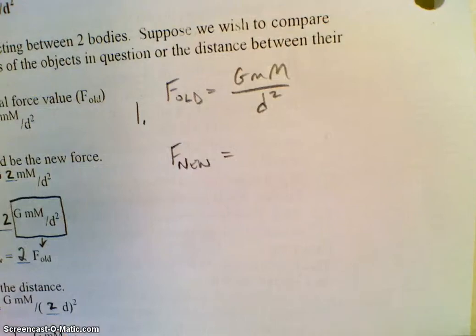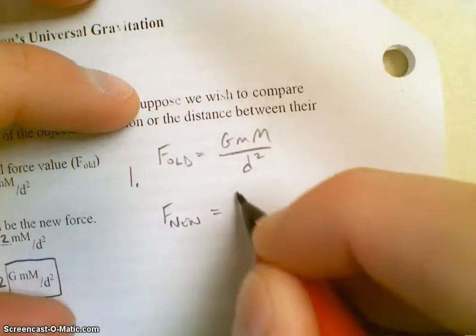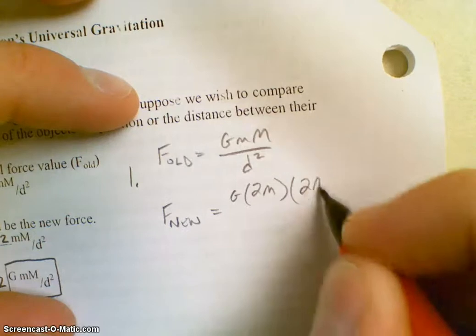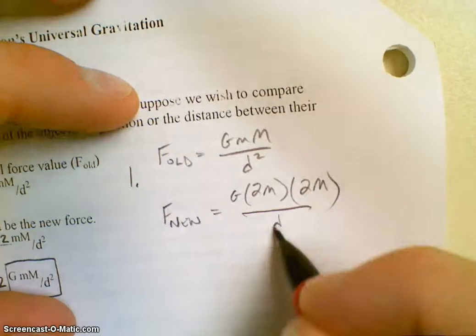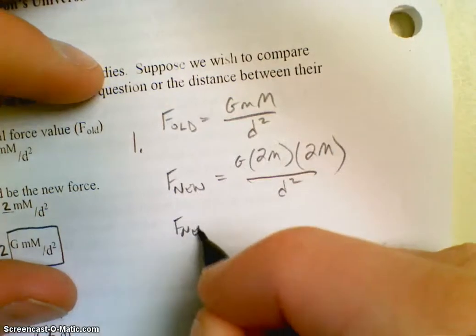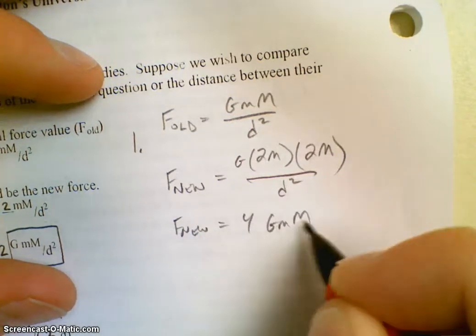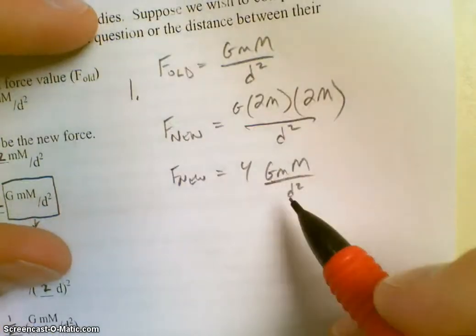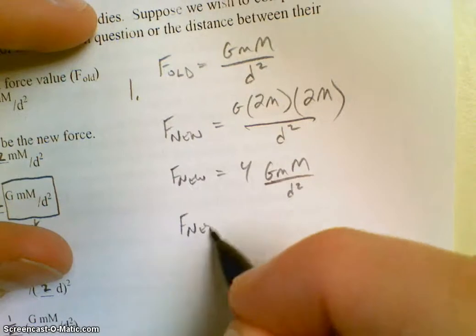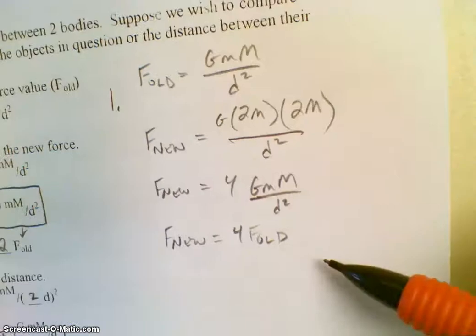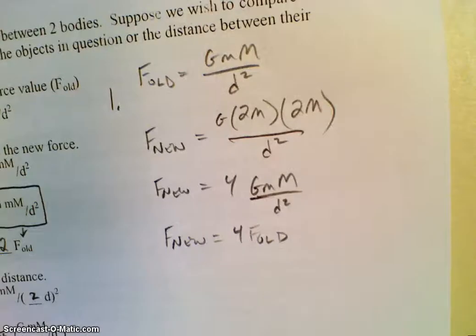F new. What are we doing in problem 1? Doubling what? Both masses. So now it's going to be G times, what's this new mass? 2m times 2m. We double both masses over D squared. What comes out front? 4. So F new equals 4 times G M M over D squared. And then what is G M M over D squared? F old. This is what I'm looking for. To get full credit, those are the steps I want to see. Pretty straightforward? That's it.